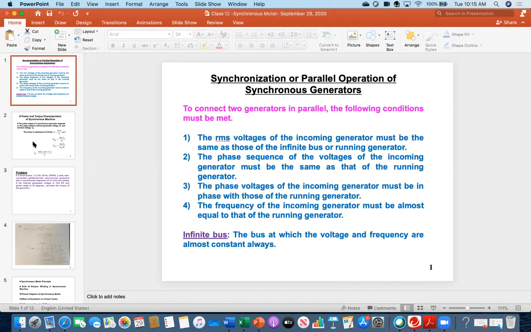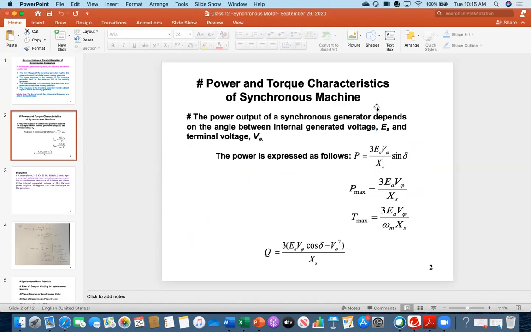Now moving forward, here you see the power and torque characteristics of synchronous machine. In the last class, we drew the phasor diagram: under excitation, over excitation, normal excitation, I mean, leading power factor, lagging power factor, unity power factor. So how can we express the power? There was one angle delta, which was called the power angle between the terminal voltage and internal generated voltage. To express the power in a three-phase synchronous machine, you will be using this equation, 3 EA V phase over Xs sine delta.